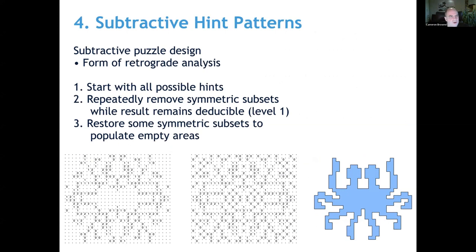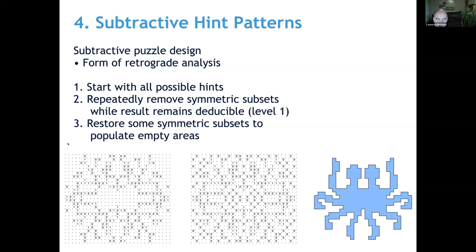The fourth strategy I tried was called subtractive puzzle design. This is a form of retrograde analysis where we start with all possible hints. Then we repeatedly remove symmetric subsets of hints while the result remains deducible at level one. So this always produces a deducible result. On the left is a typical output from this process for the shape on the right, but you'll notice that there's a lot of area that's just blank with no hints.